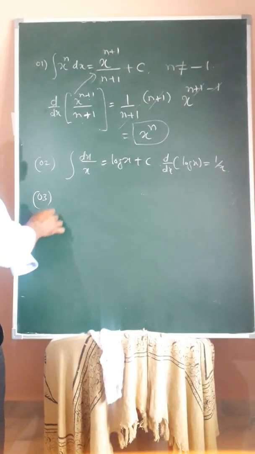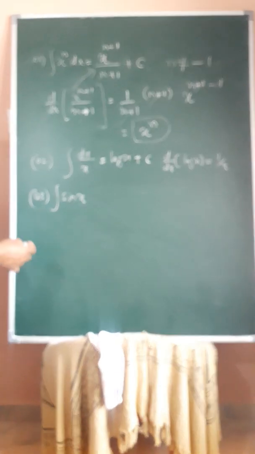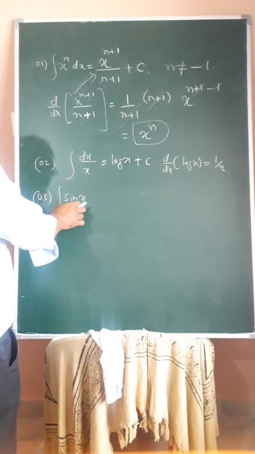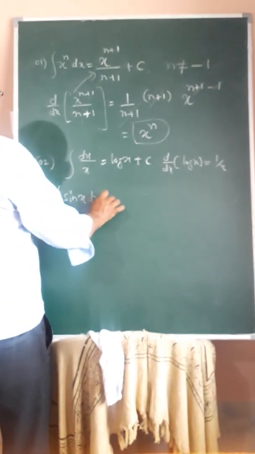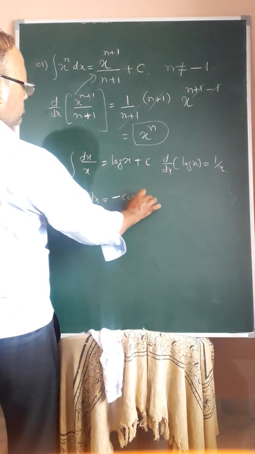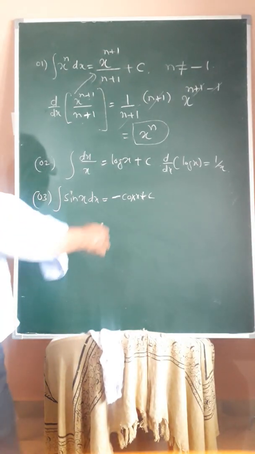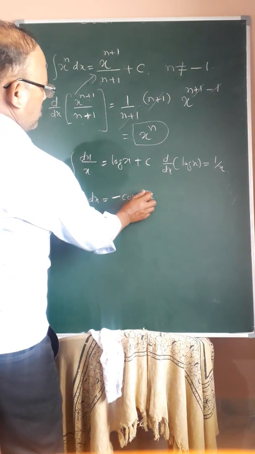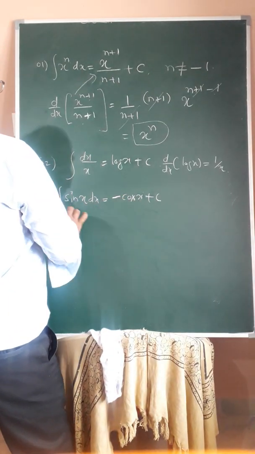Third one, integration of sin x. Sin x is a trigonometric function. If we integrate this, we get minus cos x. Cos x is also a trigonometric function. So you should remember this: integration of sin x is minus cos x. Sin x and cos x are both trigonometric functions.